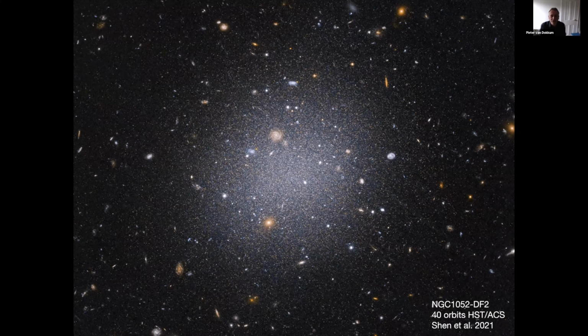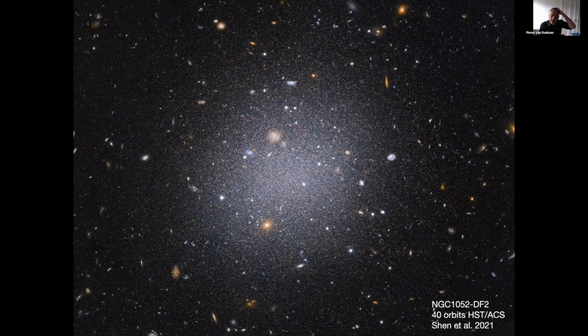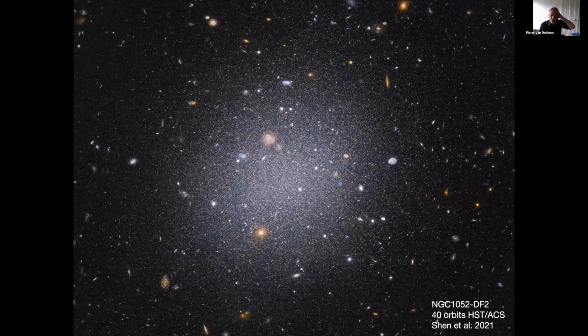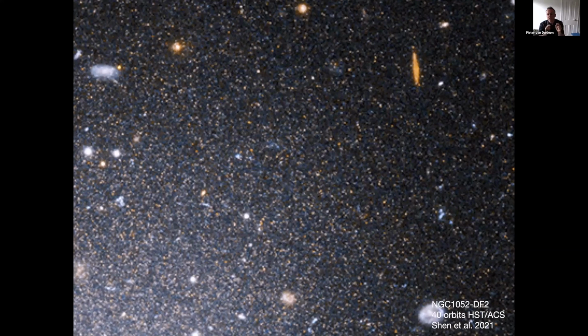So now you see all those little red dots, right? Those are individual red giants in this galaxy. And I'll just zoom in on a little piece. So we detect now the individual stars, the individual red giant stars in DF2.